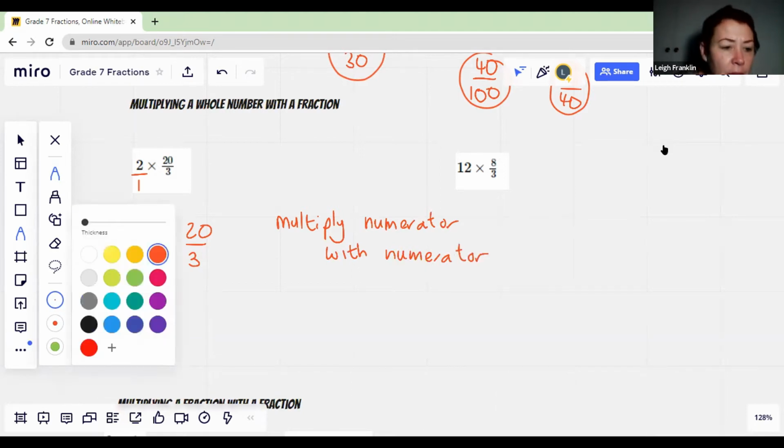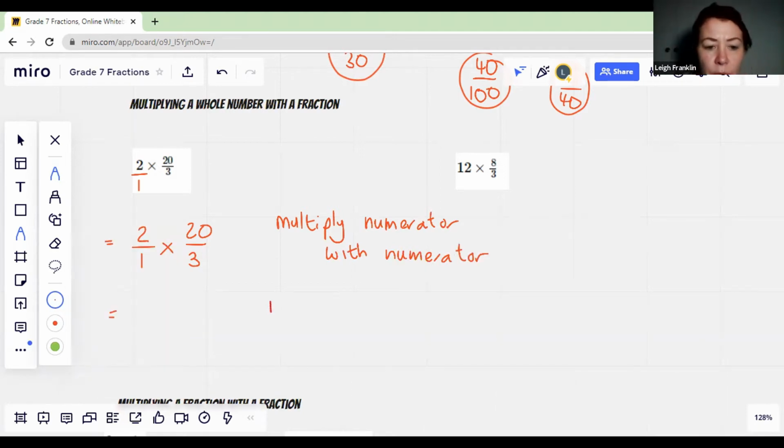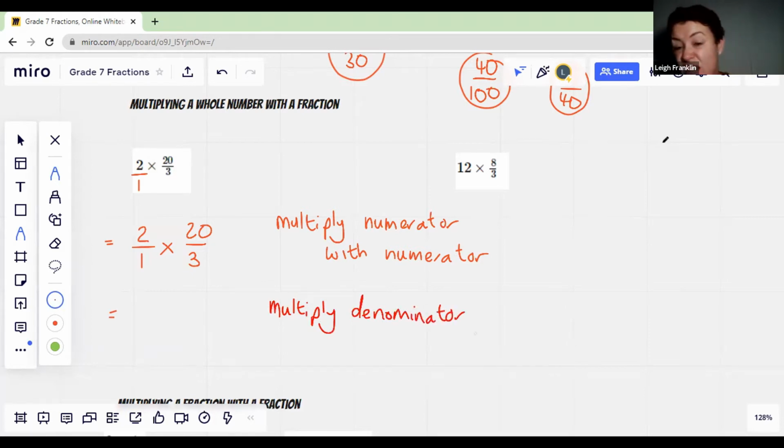Okay, and then multiply denominator with denominator. So in many ways, multiplying fractions is actually the easiest thing that we can do. You're going to see later on, Mapalo, where we use cross multiplying, but unfortunately, it's not here when it's multiplying fractions.